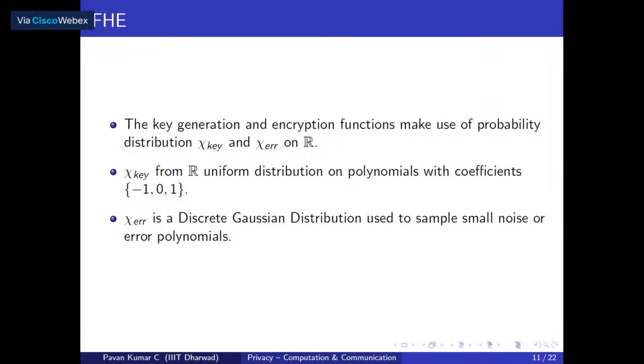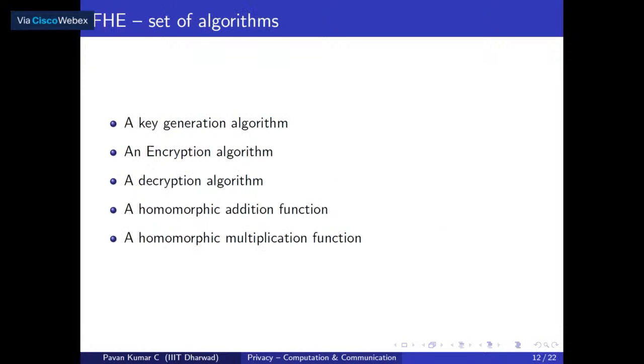It will follow on polynomials with coefficients -1, 0, and 1. And chi-er is a discrete Gaussian distribution used to sample small noise or error polynomials. As we give this fully homomorphic encryption, similar to any other set of cryptographic algorithms, this set of algorithms is given by 5 algorithms.